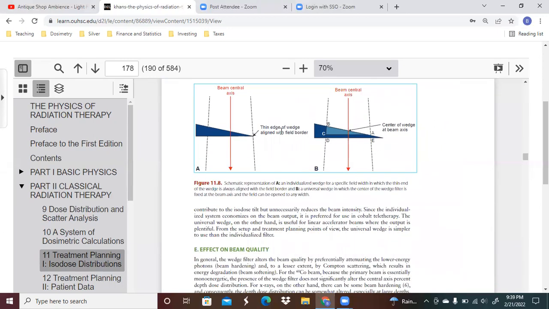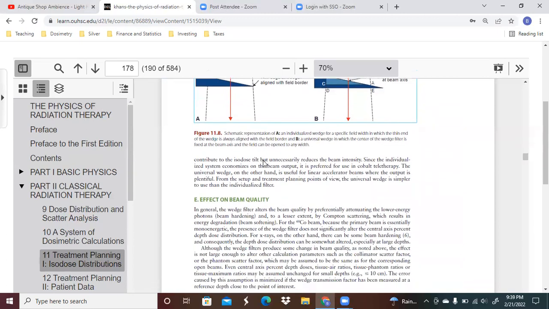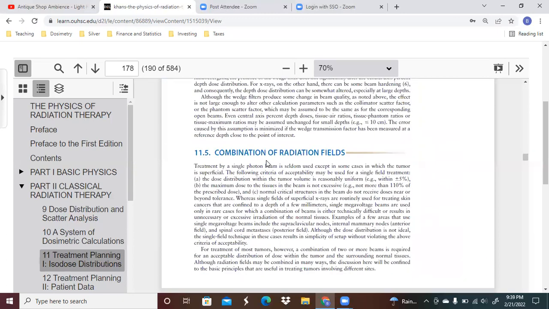So you can see here the thin edge of the wedge is aligned with the field border. The center of the wedge is at the beam axis. Depending on how big your wedge is, it could have different consequences whenever you're trying to treat.